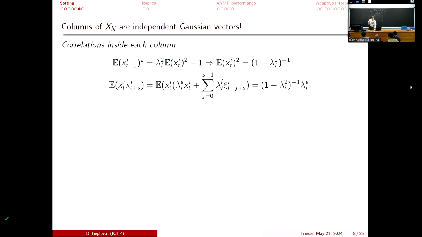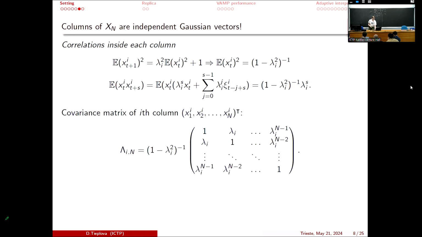And actually, it's that easy just because we also assume that the process is stationary. It means that the distribution does not depend on the time point, which means, for example, that the correlation between x_t and x_{t+s} depends only on s, not on t. Okay, so putting all this together, we can write our covariance matrix.